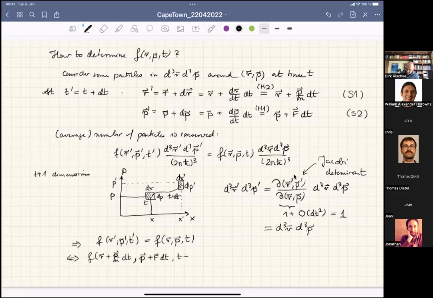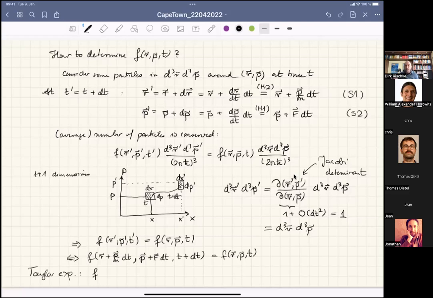And T prime is of course T plus dt. And that's equal to the old one. Okay. And now, of course, you immediately suspect what will happen. Now, I will Taylor expand the left-hand side because the arguments are shifted by infinitesimals. So I can do Taylor expansion up to first order in infinitesimals on the left-hand side.